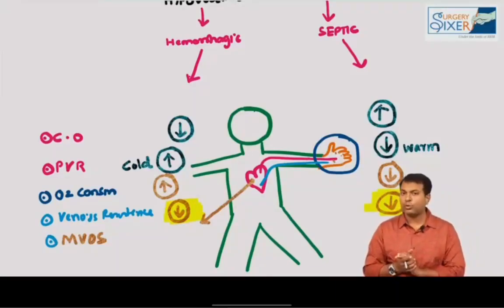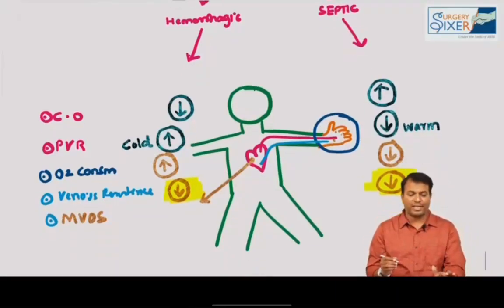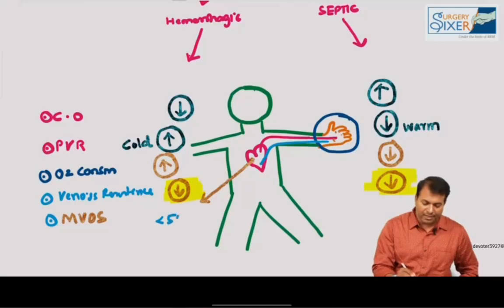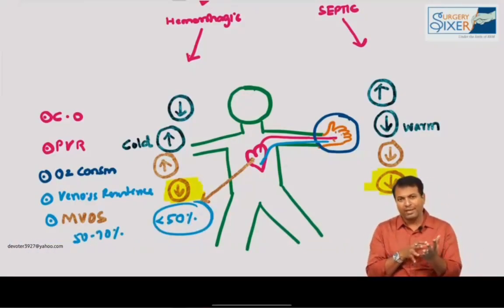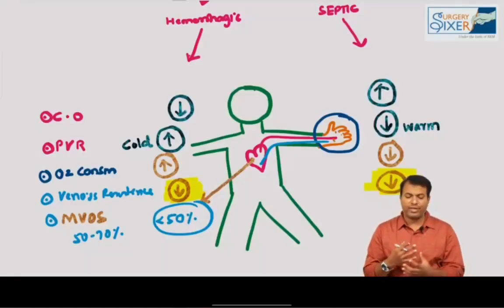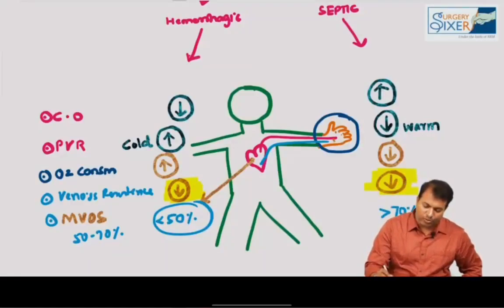And last year, 2018 question: mixed venous oxygen saturation in hemorrhagic shock is less than 50%. So the normal value of MVOS is 50 to 70% coming back to the heart. But in case of hemorrhagic shock, more than 50% is consumed by the peripheries, so the returning oxygen is less than 50%. In septic shock, it is returning as such back, so it is more than 70%.